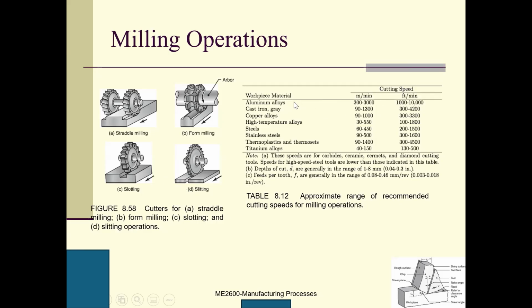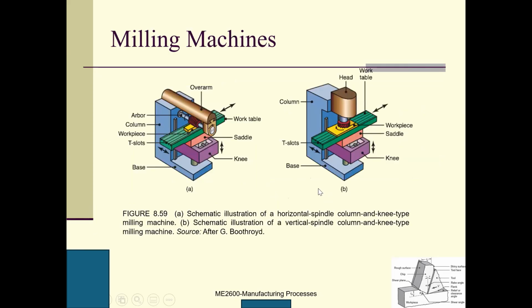Here are the cutting speeds based on different work piece materials. The milling machines you have, I think you are familiar with them, downstairs in the machine shop. Here the work table is horizontal and the spindle is vertical. It is a column and knee type milling machine. So this one has a vertical spindle.